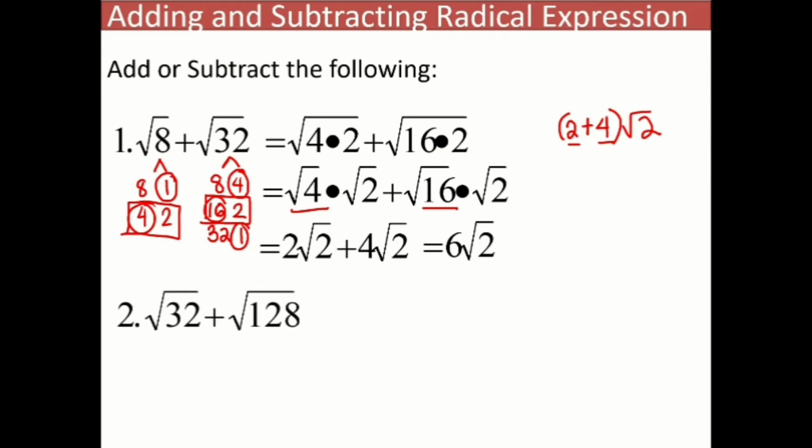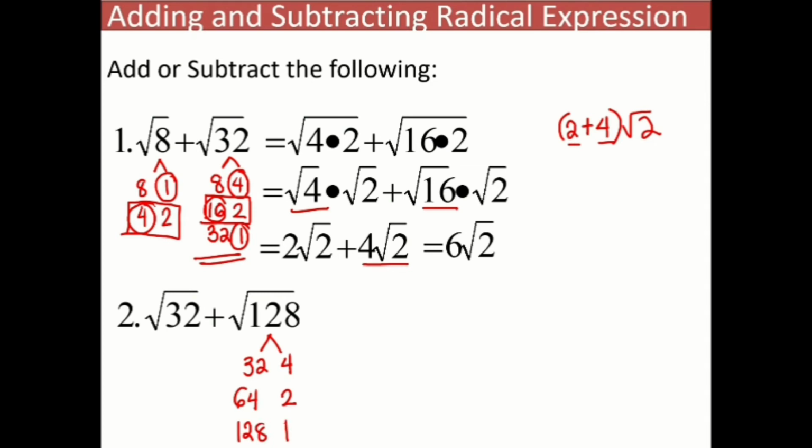Suppose we're going to add square root of 32 plus square root of 128. In square root of 32, we already have it here, and we know that the simplest form of square root of 32 is 4 square root of 2. Now let's try to factor square root of 128. Let's say we have here 32 times 4. We also have 64 times 2. And let's say we have 128 times 1.